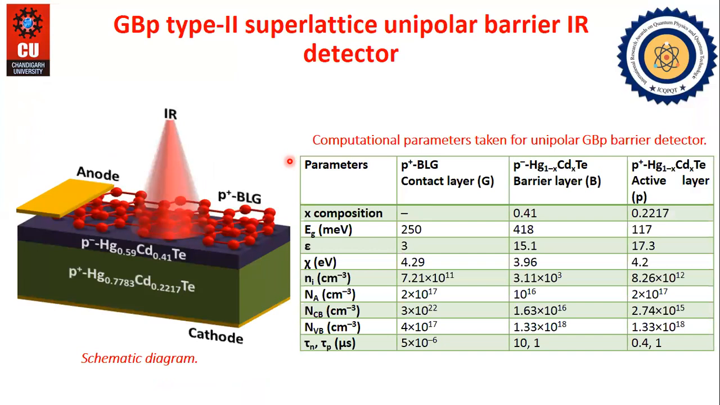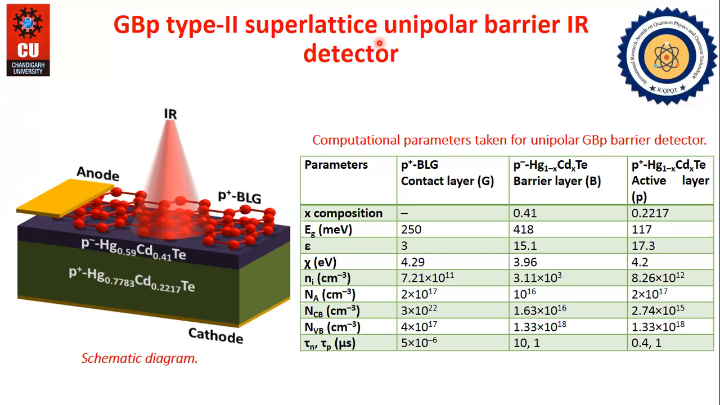So coming to the type 2 superlattice unipolar barrier IR detectors. Basically, type 2 superlattice is a material, or we can say a structure, that comprises thin layers of different materials. The excellent band engineering capability of the type 2 superlattice material system allows each part of the device to be carefully tuned for detector action, to realize low noise, high efficiency, and high detectivity.